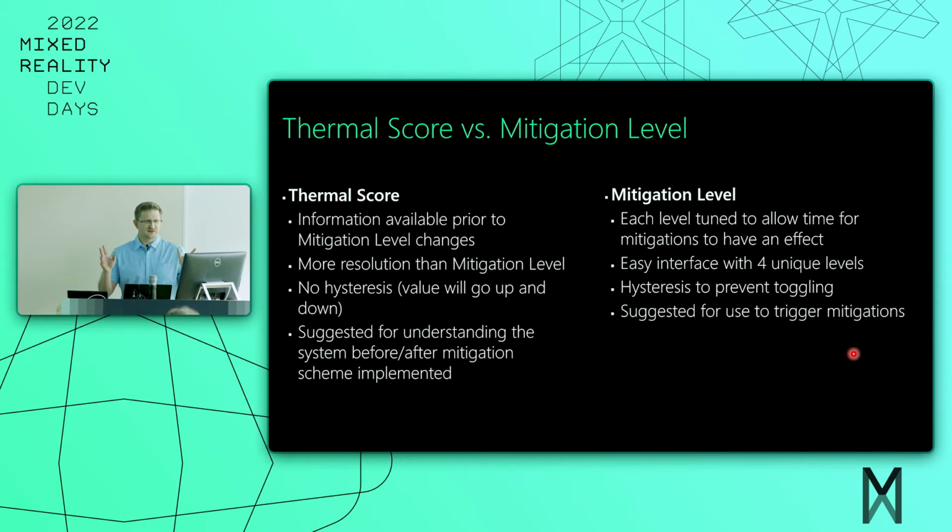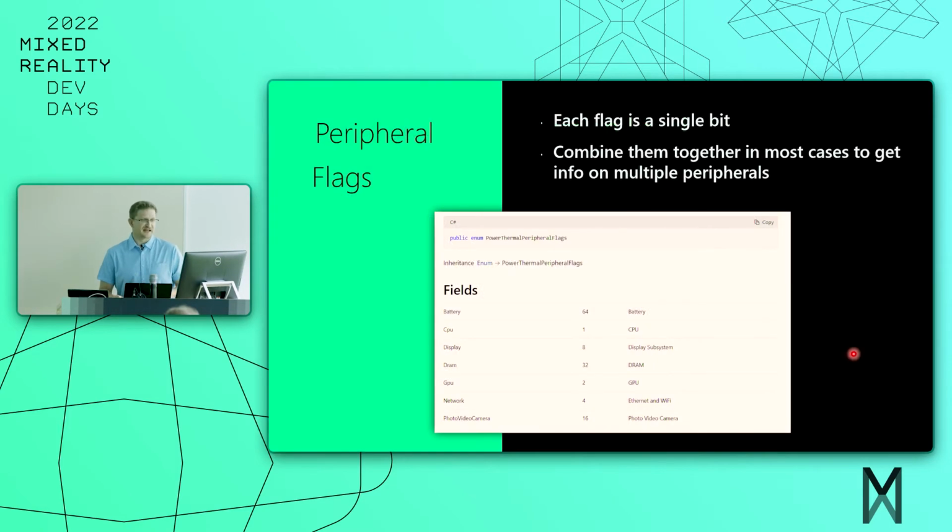Okay, so those are the two reporting mechanisms. The other thing to talk about is this notion of power thermal peripheral flags. I mentioned we are talking about peripherals here and not temperature sensors. So this is how you describe that to the SDK. And they can be bitwise combined because each peripheral is a single bit. So sometimes you may be interested in one thing, sometimes you may be interested in 2 things, sometimes you may be notified about 3 things. And the mask of these things tells you what we're talking about.